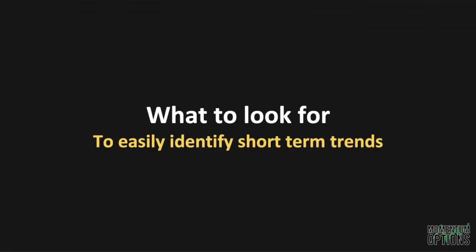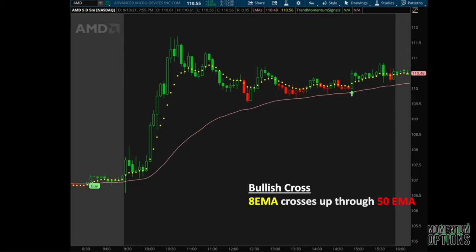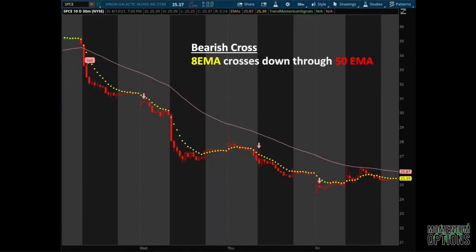So what do we need to look for to easily identify the short-term trends? Like I said, a bullish cross. When the 8 EMA crosses up through the 50 EMA, we know that the trend is changing from bearish to bullish. And when the 8 EMA crosses down through the 50 EMA, we know that the trend is changing from bullish to bearish. And you guys may notice I have some signals on here, and these are our trend signals, and that's that bonus that I was mentioning before.